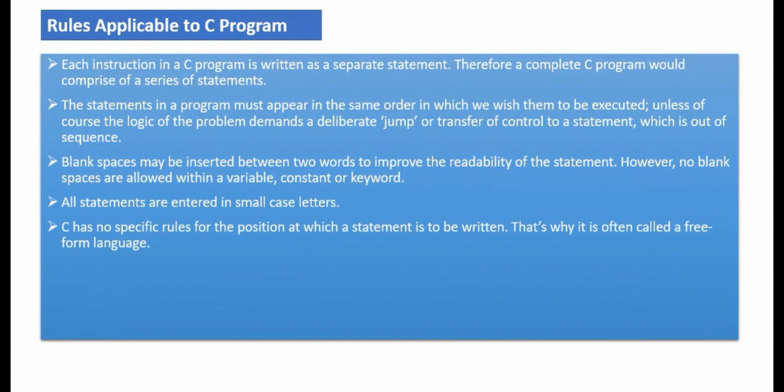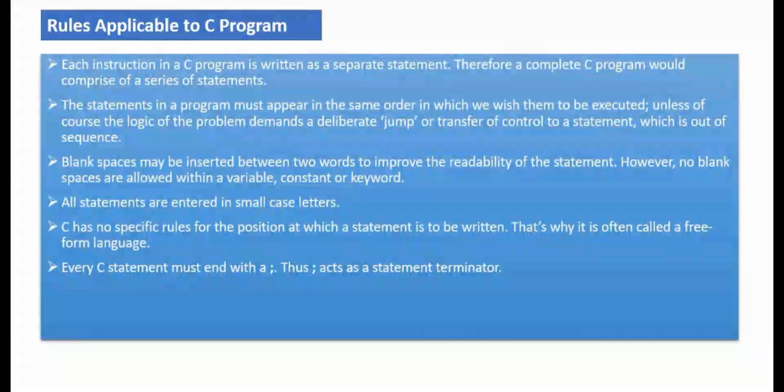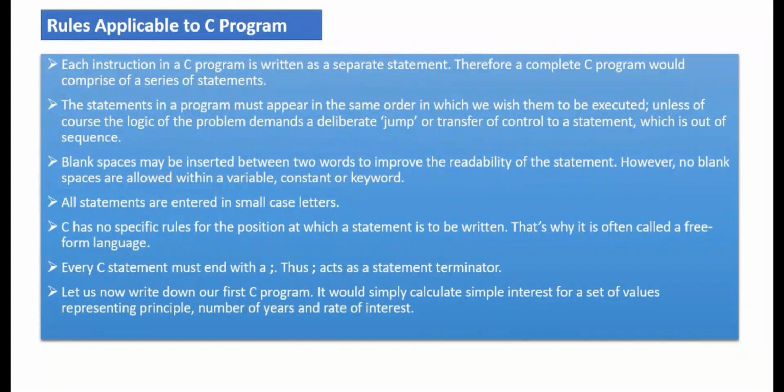C has no specific rules for the position at which a statement is to be written. That's why it is often called a free-form language. Every C statement must end with a semicolon. Thus, semicolon acts as a statement terminator. Let's now write down our first C program.